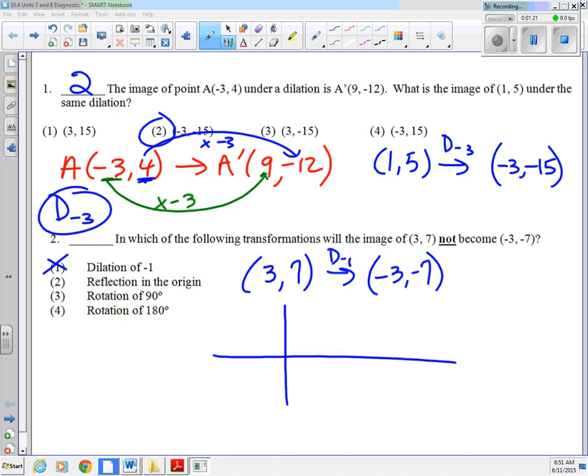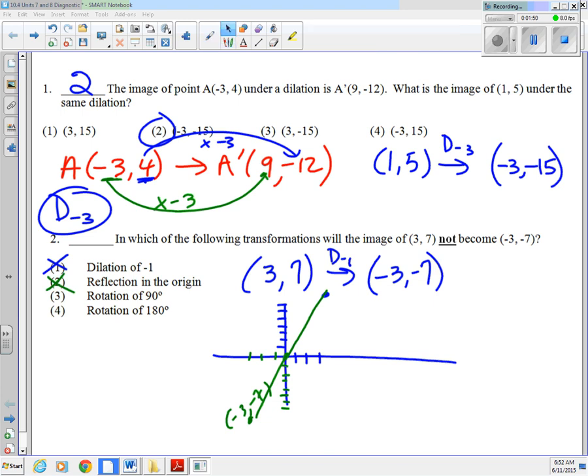I can quickly do a diagram of this. 1, 2, 3, 1, 2, 3, 4, 5, 6, 7. So (3, 7) is here. Through the origin, I'm going to go down. I'm going to go to the left 3 and down 7. And look where I end up. I end up at (-3, -7). So that's not it either.